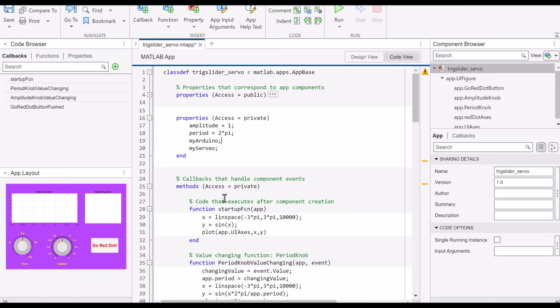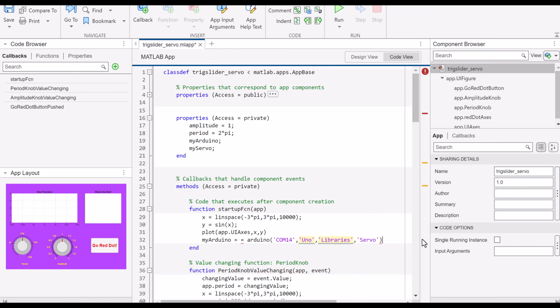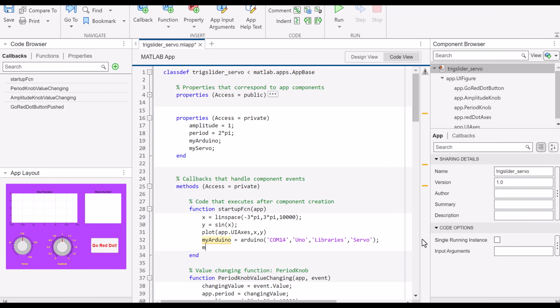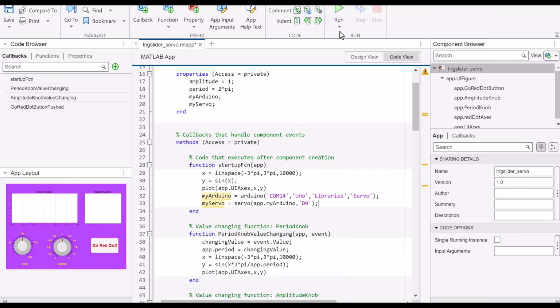Okay, this is a problem I had last time. But it's going to happen in the startup function. My Arduino is going to be that. And then my servo is going to be servo app.myArduino, and then it's on pin D9. Okay, so this is stuff I've already done before, so it shouldn't be scary, but it is still really scary. I'm just going to run it and see what happens. It should be the exact same thing. Nothing exciting should be going on.